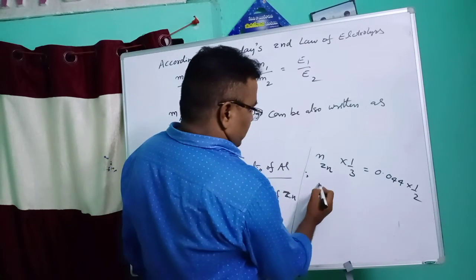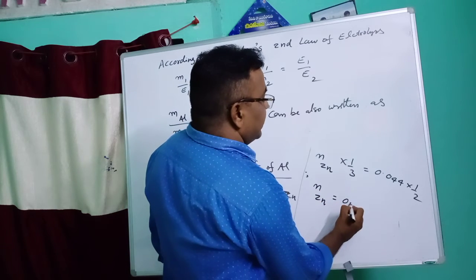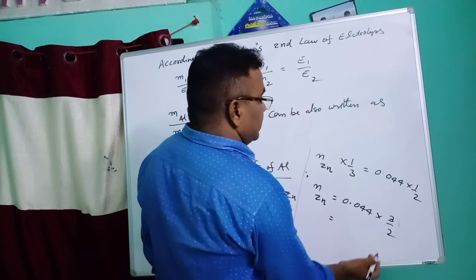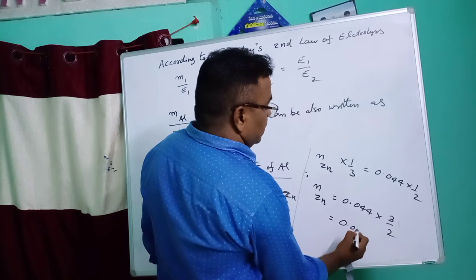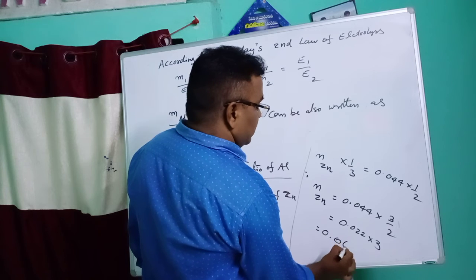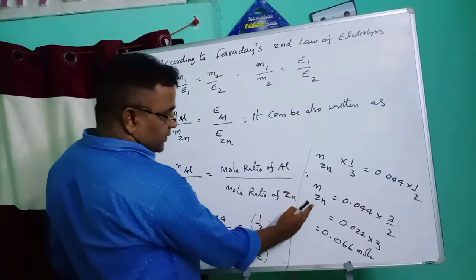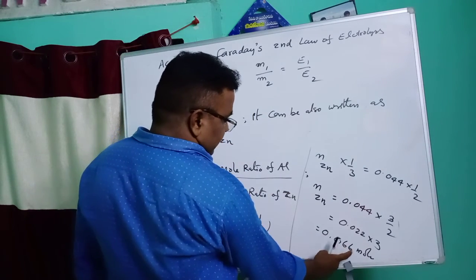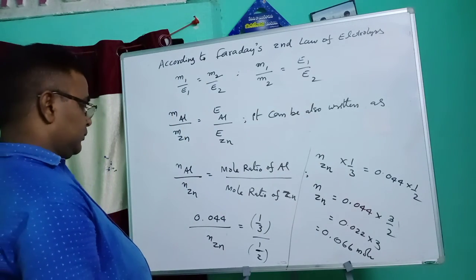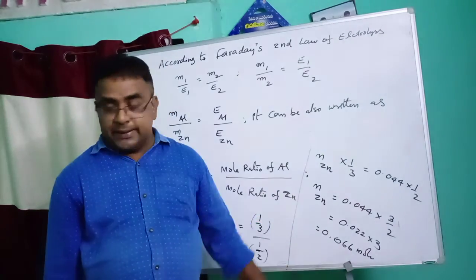Then the number of moles of zinc is equal to 0.044 into 3 by 2, that is 0.022 into 3, which is 0.066 moles. Therefore, nZn, the number of moles of zinc, is equal to 0.066 moles.